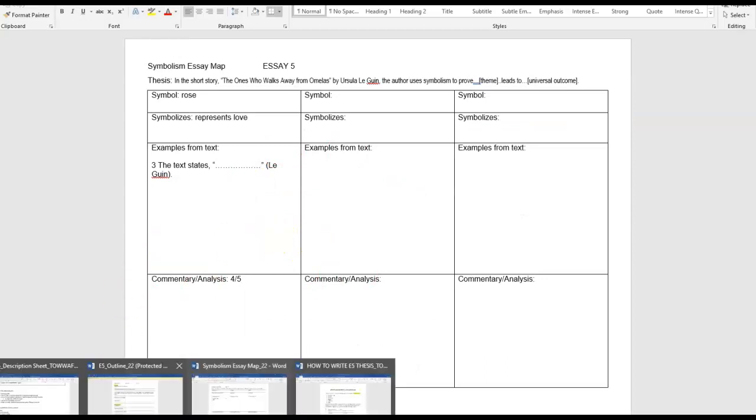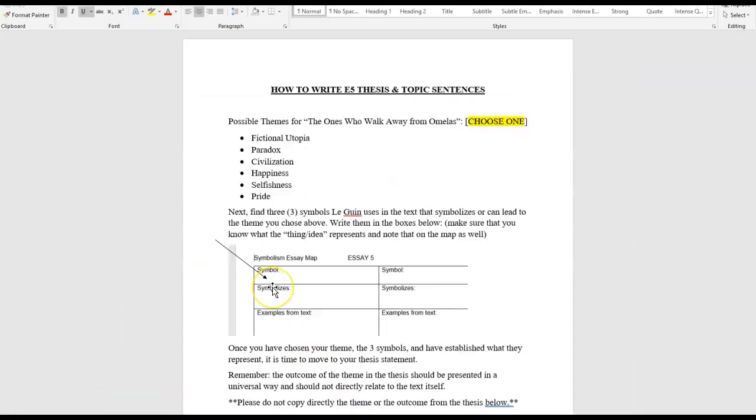Okay? Going back to the How to Write the thesis and topic sentences. Possible themes for The Ones Who Walk Away from Omelas: fictional utopia. So you would start your paper as utopia is.